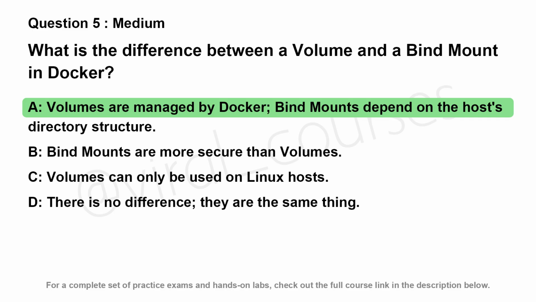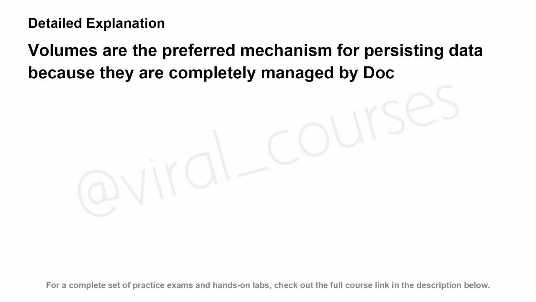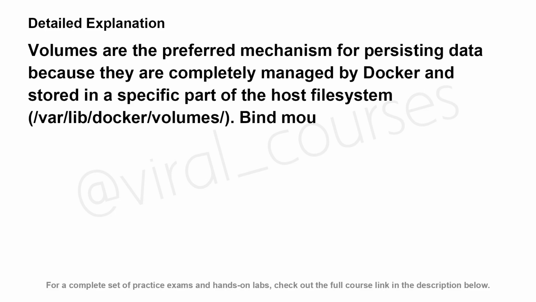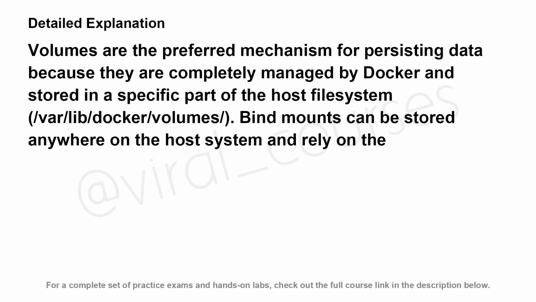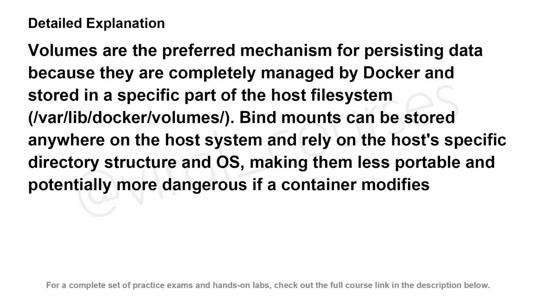The correct answer is A. Volumes are the preferred mechanism for persisting data because they are completely managed by Docker and stored in a specific part of the host file system, /var/lib/docker/volumes. Bind mounts can be stored anywhere on the host system and rely on the host-specific directory structure and OS, making them less portable and potentially more dangerous if a container modifies sensitive host files.